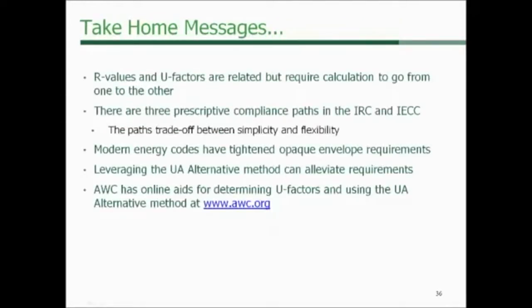Okay, take-home messages from this. R values and U factors are related, but require some form of calculation to go from one to another. There are 3 prescriptive compliance paths in the IRC and IECC, but they trade off simplicity and flexibility. Modern energy codes have tightened, especially the opaque envelope requirements, but you can leverage the UA alternative method to alleviate some of those requirements. You can use it to make it so that it's not quite so painful.